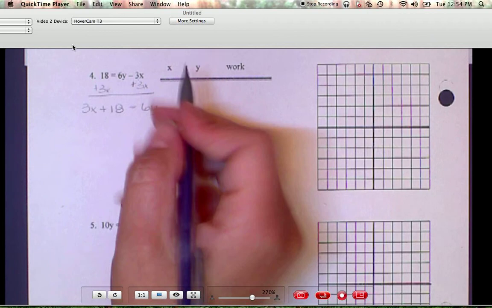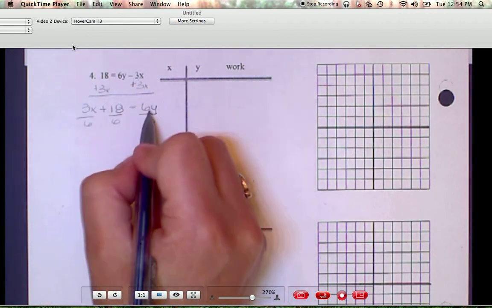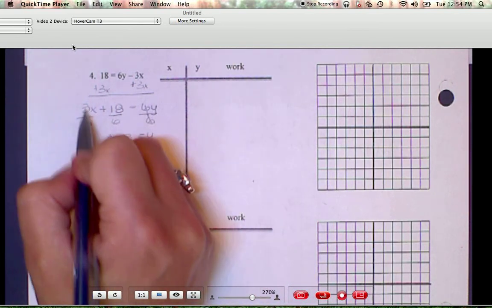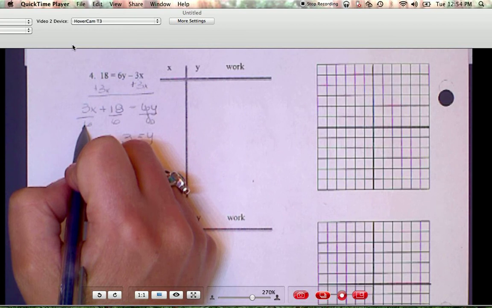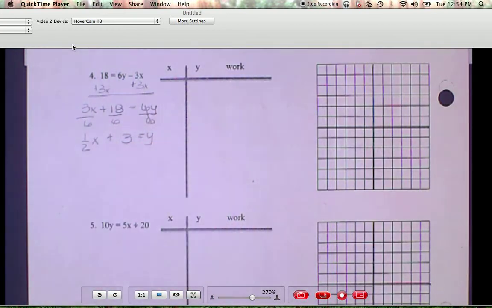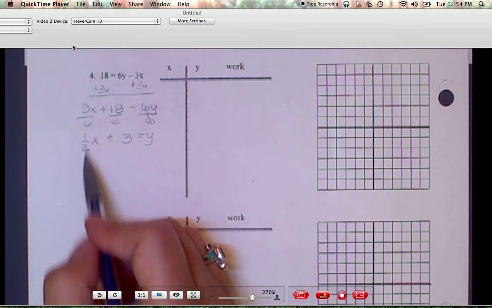Our goal is to get y alone, so we divide everything by 6. Now here's the piece. We get y here, 18 divided by 6 is 3. But 3 divided by 6 is not 2, it's 1/2 x. Be very careful. We're dividing the top and the bottom by 3, which gives us 1/2.